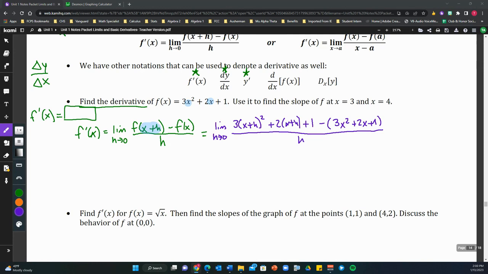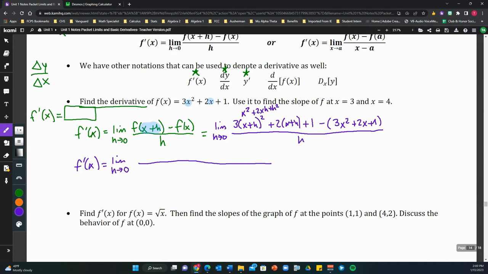So now let's clean this up a little bit and expand and simplify this result. So we've got the limit as h approaches 0 of, so we need to expand this. Again, square double square would give us x squared plus 2xh plus h squared. Then I'm going to go ahead and distribute the 3 to all of that. So that would give me 3x squared plus 6xh plus 3h squared.